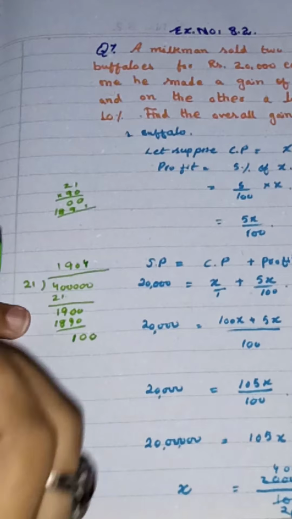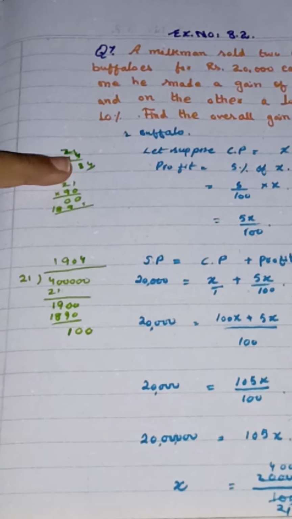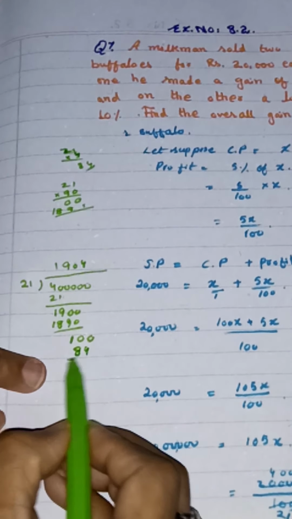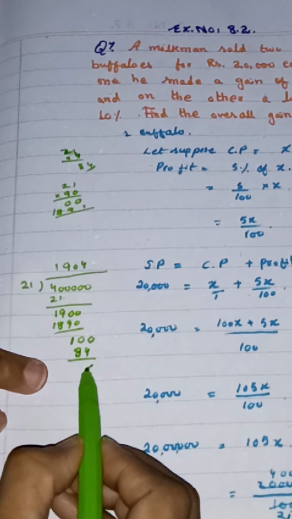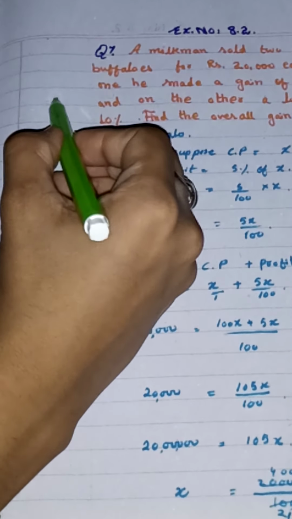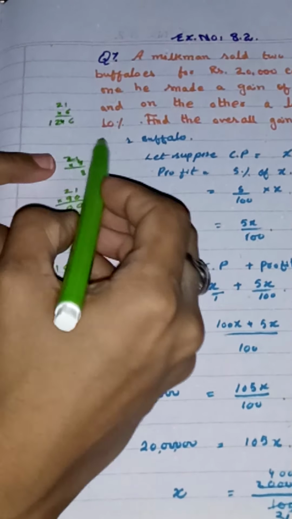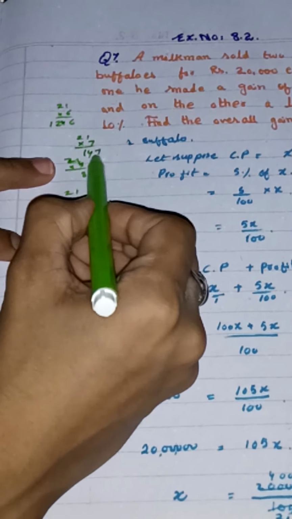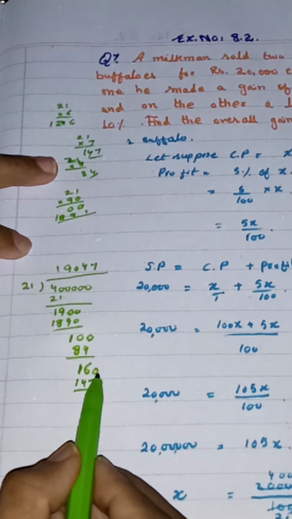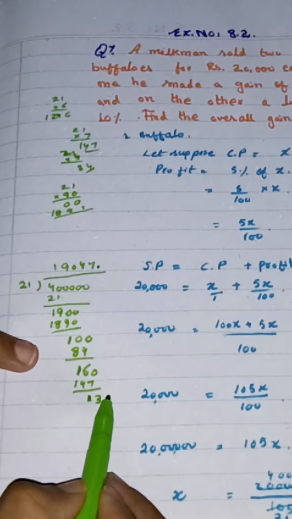Now bring down 4. 21 fours are 84, because 21 multiplied by 5 is a greater number. 10 minus 4 is 6, 9 minus 8 is 1. 21 sevens are 147, because 126 is smaller. 10 minus 7 is 3, 5 minus 4 is 1. After the decimal point we can take 0.